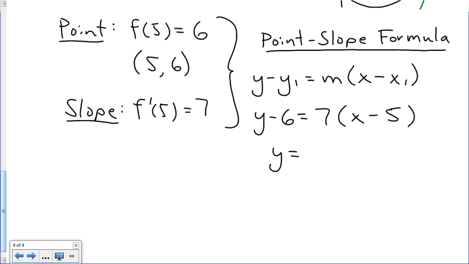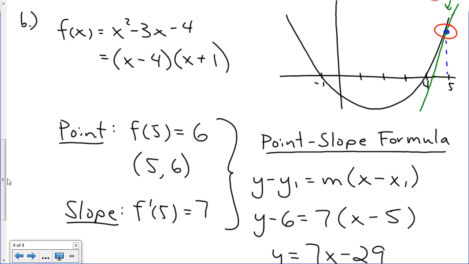I'll go ahead and solve it for y. You've got 7x. You'll have a minus 35 on the right side, and I'm going to add 6 to it. So it'll be a minus 29. y equals 7x minus 29 is the equation of that tangent line that we sketched up here.